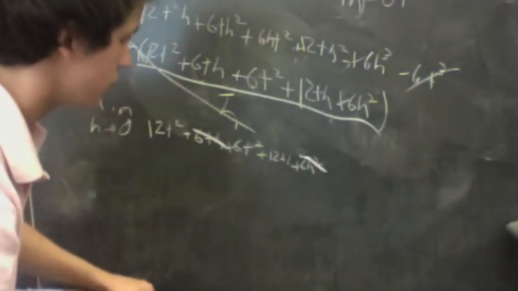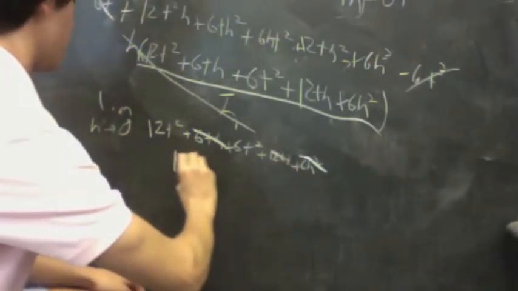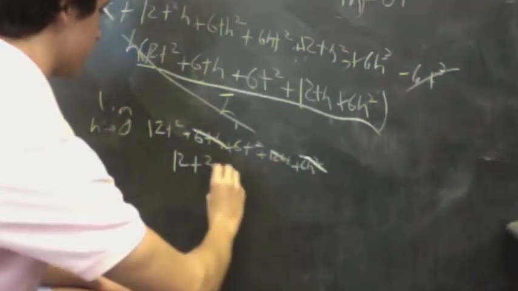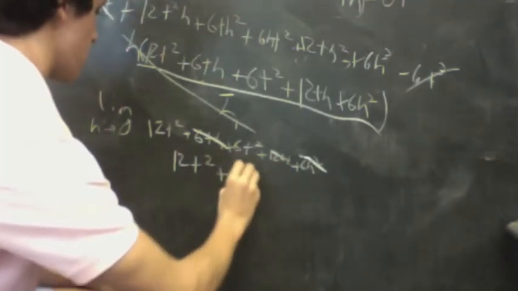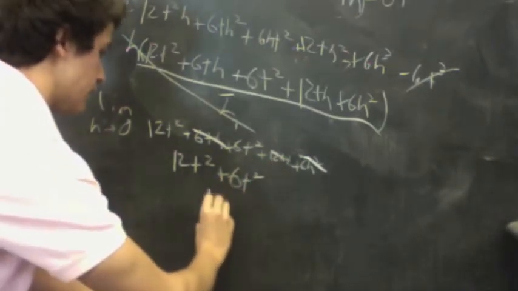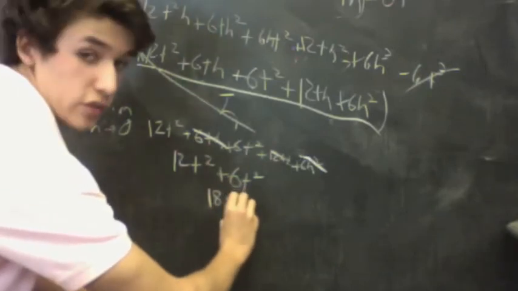And we're just left with 12T squared plus 6T squared, which we can simplify to 18T squared, which is our limit of the difference quotient here.